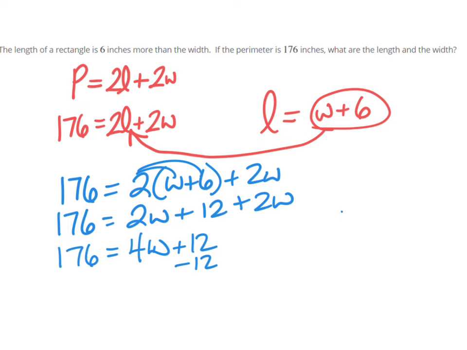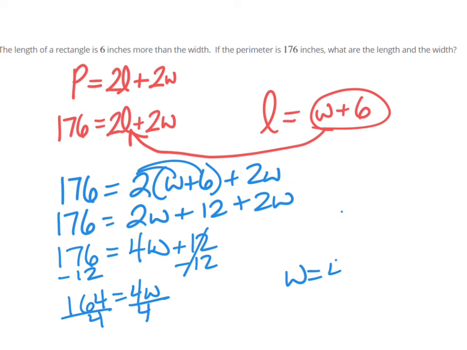Move the 12 to the other side. And then divide by 4. Looks like the width is going to be 41. And what are we measuring in? This is in inches. So the width is 41 inches. And remember that the length was 6 more than the width. So then our length would be 47 inches.